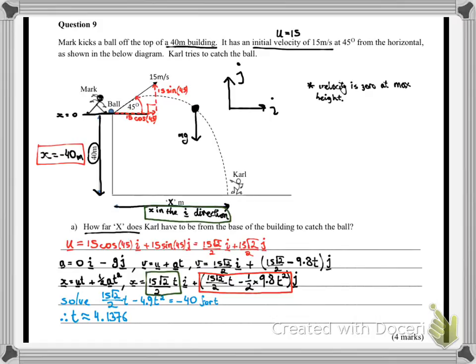Now, the next part is, we know the time it took for the ball to hit the ground, but we don't want time, we want position. We want the x direction. This x position is the x in the i direction, so that's this part of the formula here. This part of the vector is going to give you our result for x meters from the base of the building going horizontally. So let's substitute our t value into the parameter t here and multiply by 15 root 212.